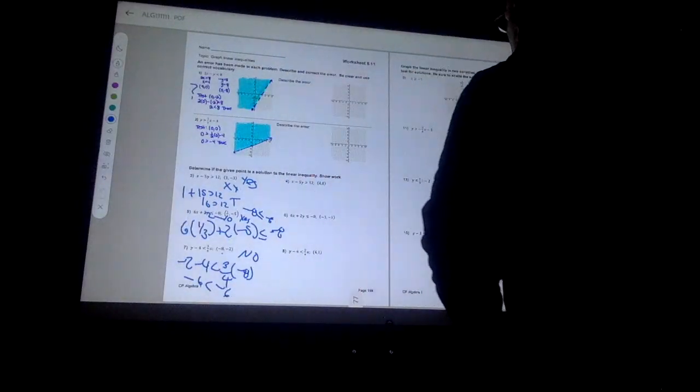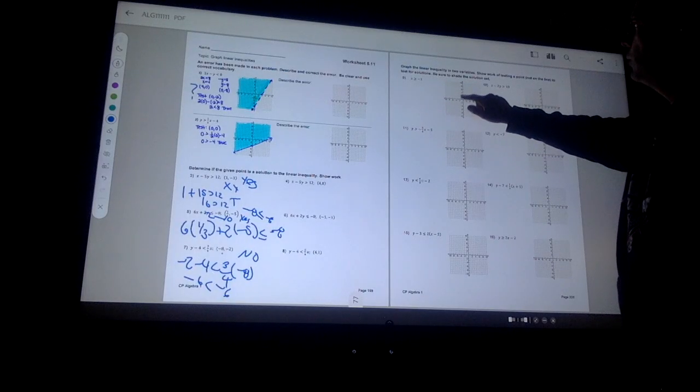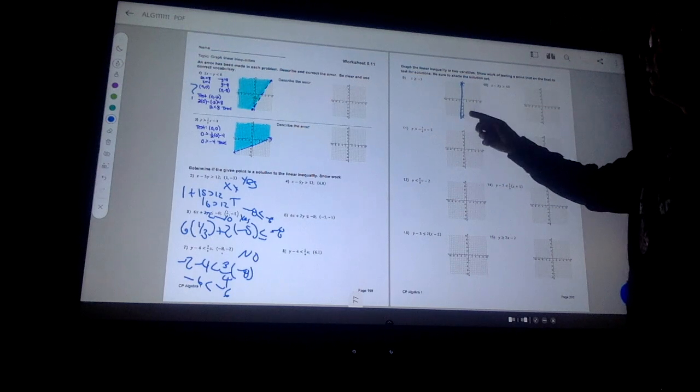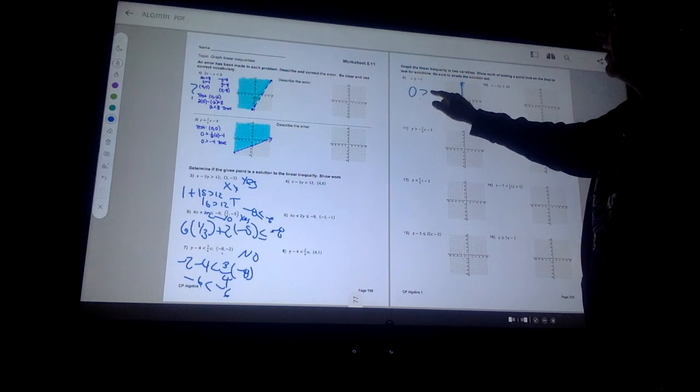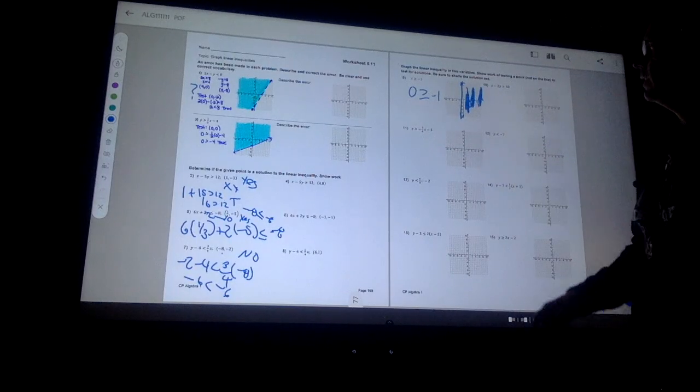Okay. Let's take a look at this. It's one of our special cases, so I'm going to go here to 1, and it's going to be a solid line coming straight down. 0 is to the right of that. So is 0 greater than -1? That's true, so I'm going to shade over here, and that works out nicely.